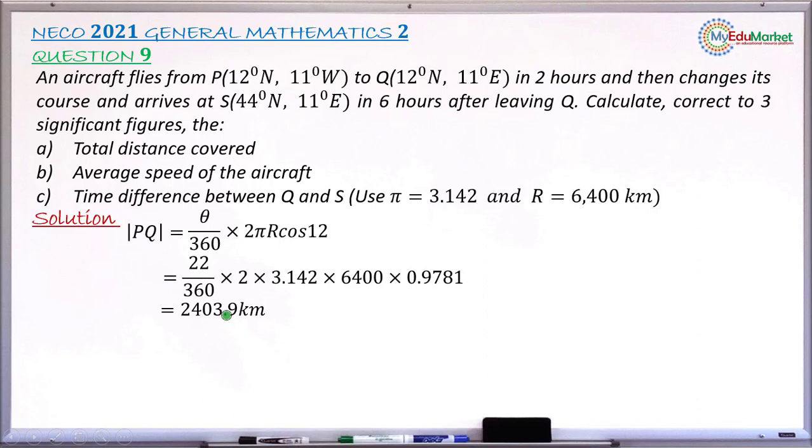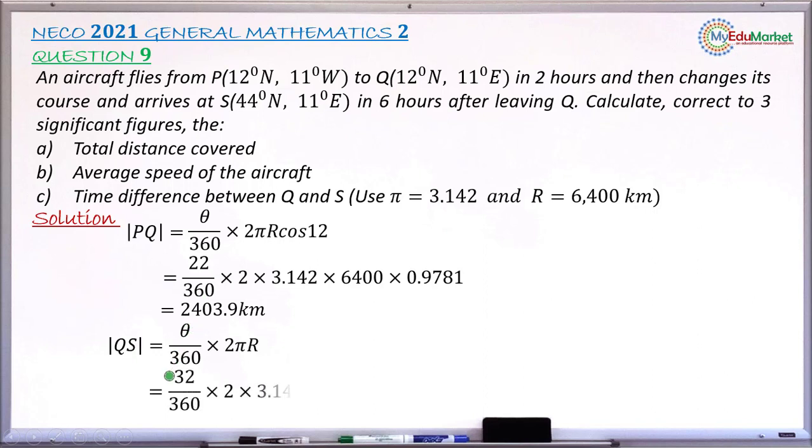Let us move ahead and find the distance from Q to S. The distance traveled from location Q to location S is given by the formula theta over 360 multiplied by 2 pi R. This is the distance along the same longitude, that is, the distance along a great circle. So we now find theta. Theta is the difference in latitude. The latitude of Q is 12 degrees north, and the latitude of S is 44 degrees north. You can see it's the same direction, the same hemisphere, north. So we subtract: 44 minus 12 gives the value of theta, which is 32.